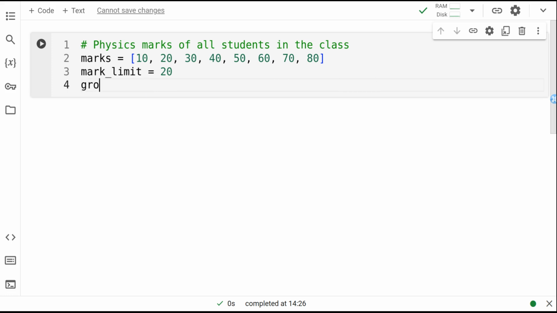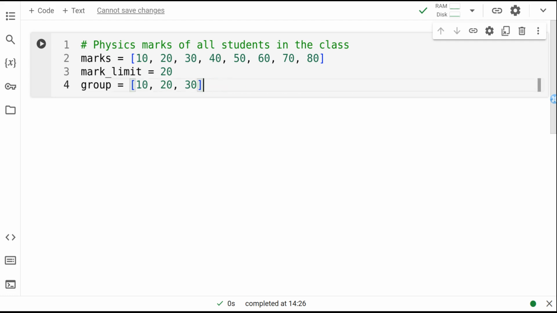Now let's look at some valid groups. One valid group is 10 comma 20. Now here's the question: can I add the student with marks 30 into this group? Will it still remain a valid group? Let's see. The difference between any pair of students should be less than or equal to mark limit. If you take the pair 10, 20, that difference is less than mark limit. 20 comma 30, that difference is less than mark limit. 10 comma 30, that difference is also less than the mark limit. So this group is a valid group.